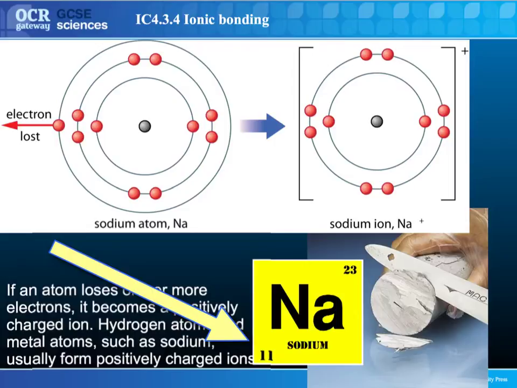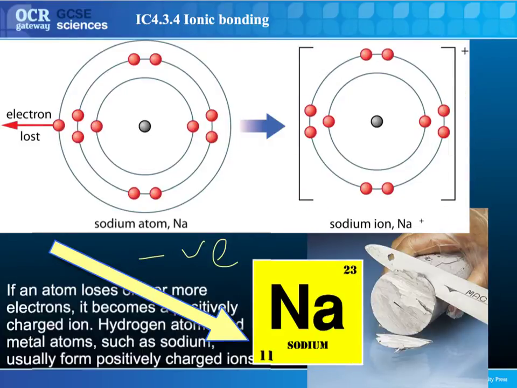By losing an electron, remembering that electrons are negatively charged, we end up with a positive sodium ion. It only has 10 electrons. Because it's lost a negative, it becomes positive, and it's drawn with square brackets to show that it is different from the original atom.